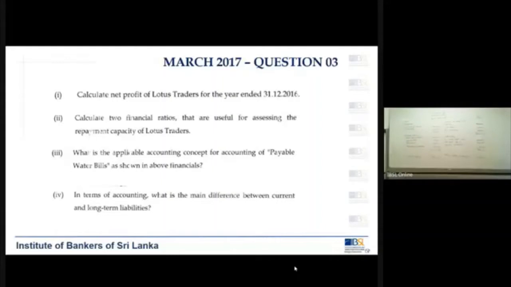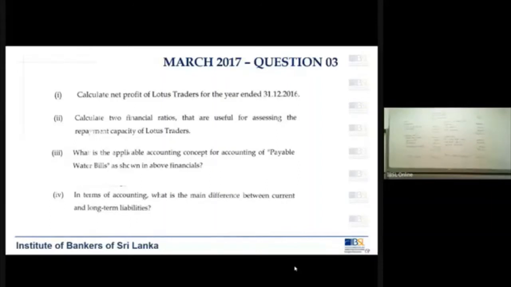And the fourth part, they say, in terms of accounting, what is the main difference between current and long liabilities? Current and long liabilities. So current and long liabilities, the differentiation we will learn, because that is part of LKS 1. There is an accounting standard called LKS 1. So under LKS 1 only, we will learn the differentiation between current and long liabilities.